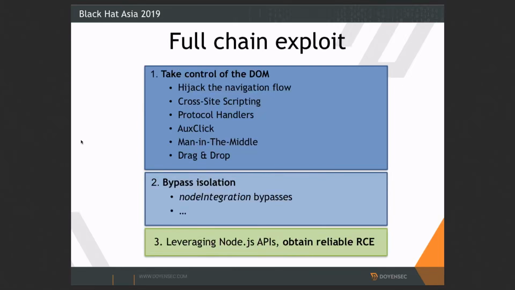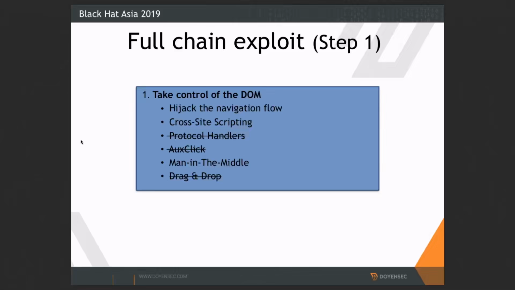And if we look at the full chain of an exploit on any Electron app, you can distill this in basically 3 components. So let's start looking at each of them. On the first step, you need somehow to control the DOM. So you need to be able to inject JavaScript. This is typically done through cross-scripting, but there are actually a lot of other ways, including, for example, middle click.